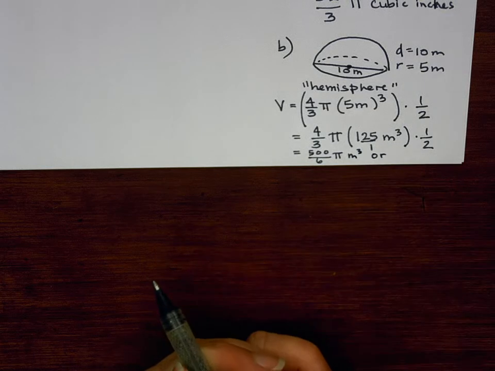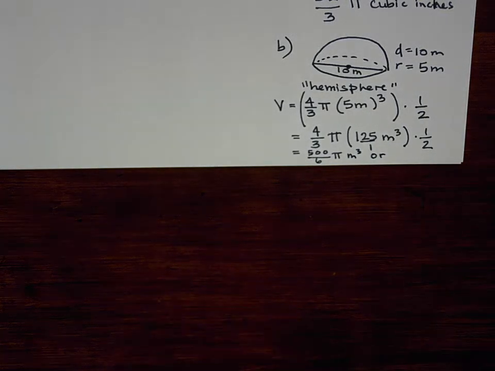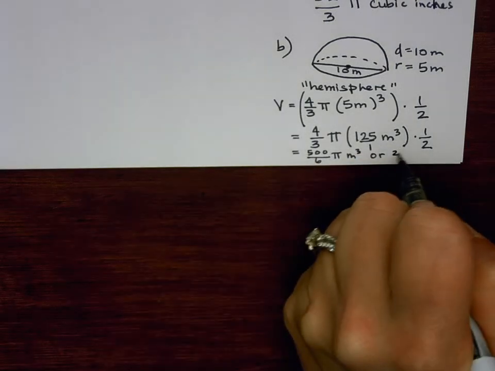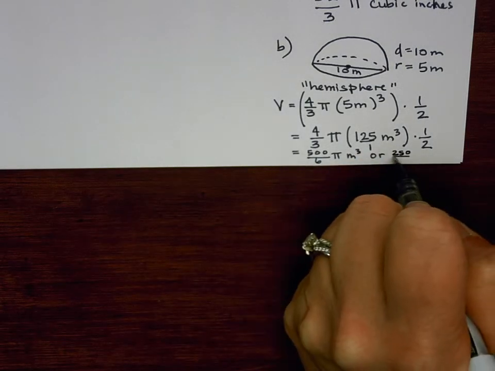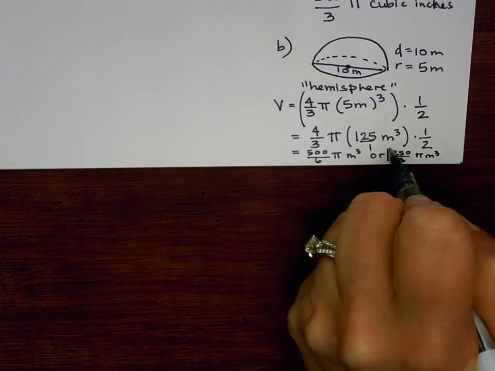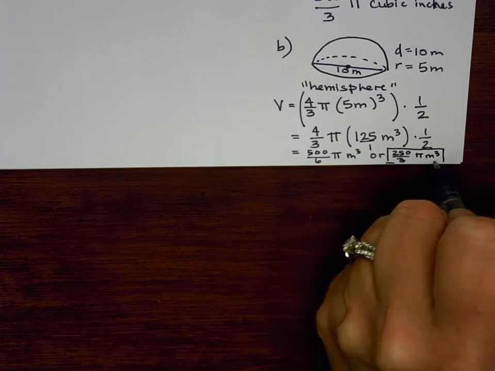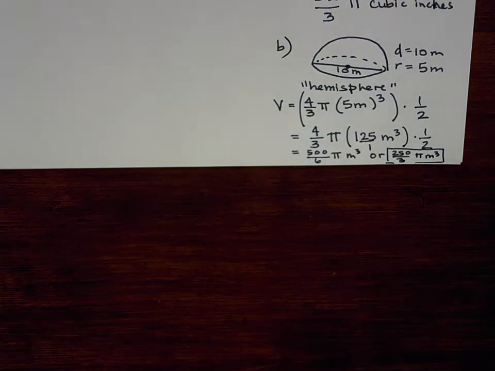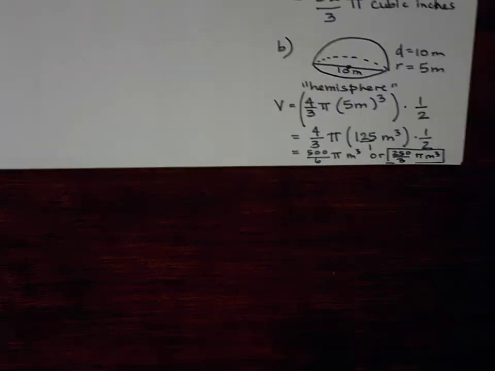And then I can reduce that a little bit, right? I can divide 500 and 6 both by 2. So if I divide by 2, half of 500 is 250, and half of 6 is 3. So that's very tiny in there. And I want to leave it in terms of pi unless the directions tell me otherwise. Okay? So that's for a sphere.